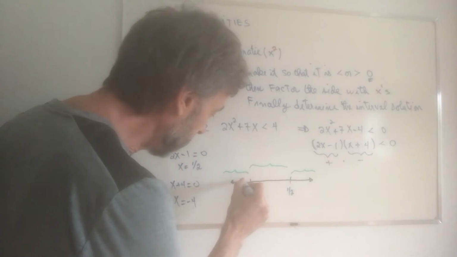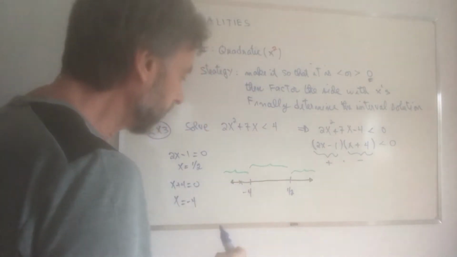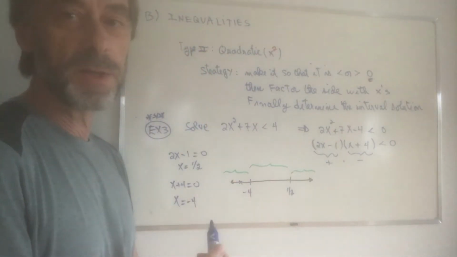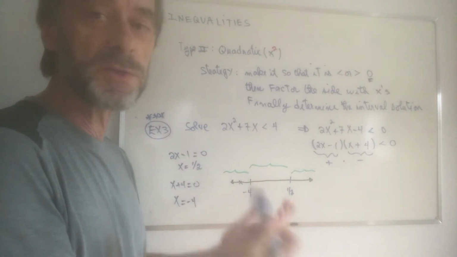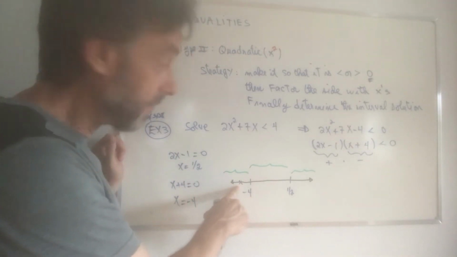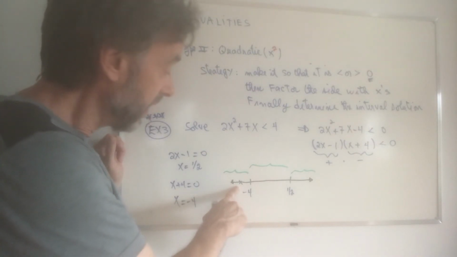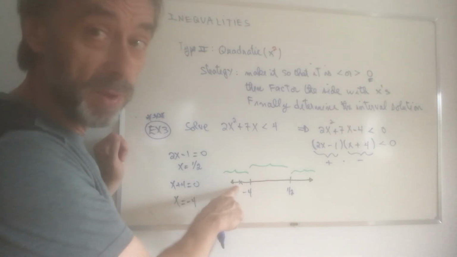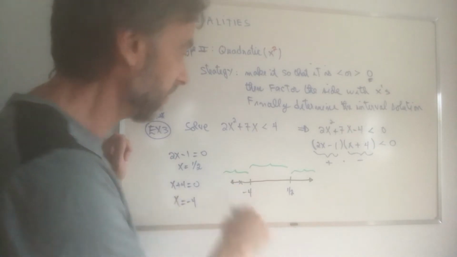For example, here, pick a number between negative infinity and minus 4. So something on the left of minus 4, anything will do. Perhaps we can pick minus 5 here? Yeah? Let's pick minus 5 and try to see what happens when we plug back in minus 5.